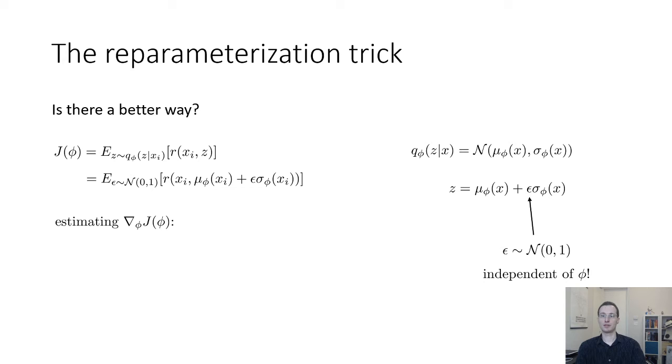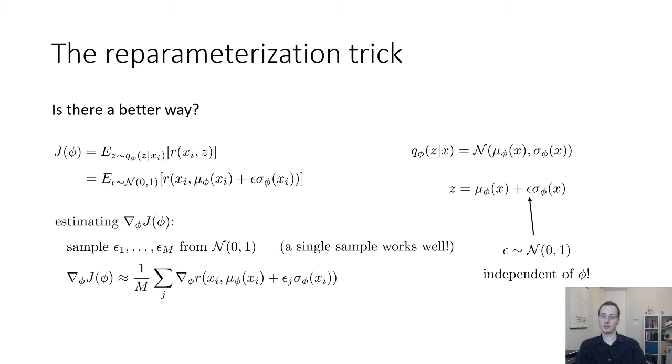So now we can estimate the gradient with respect to phi as follows. We can sample a bunch of epsilons, maybe we sample n epsilons, from a zero mean unit variance Gaussian, although sampling just one epsilon actually tends to work pretty well. And then the derivative with respect to phi is just obtained by using the chain rule of differentiation. It's just an average over all m samples of the gradient with respect to phi of r of xi, comma mu phi of xi plus epsilon j sigma phi of xi. And we can calculate this derivative using our favorite automatic differentiation software.